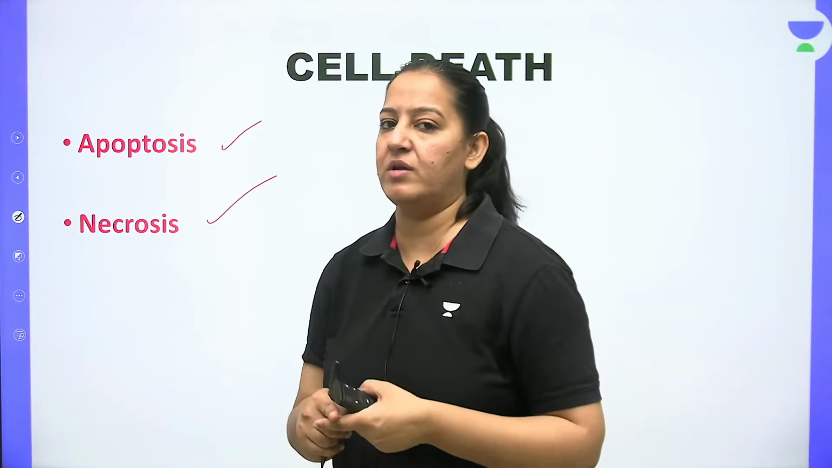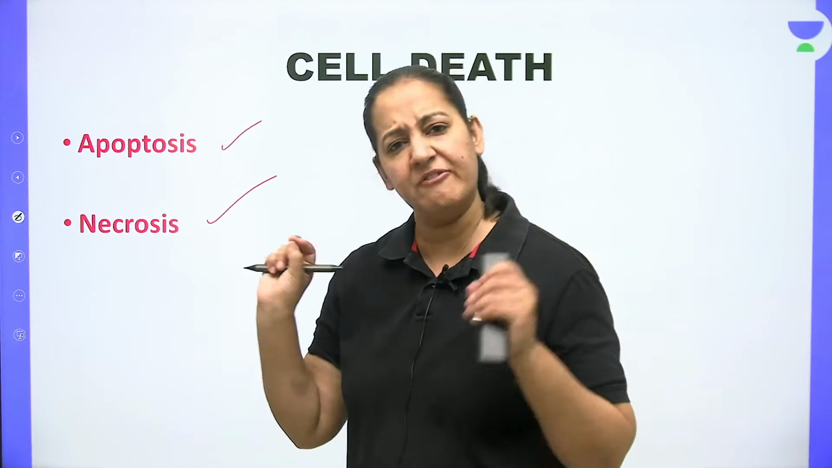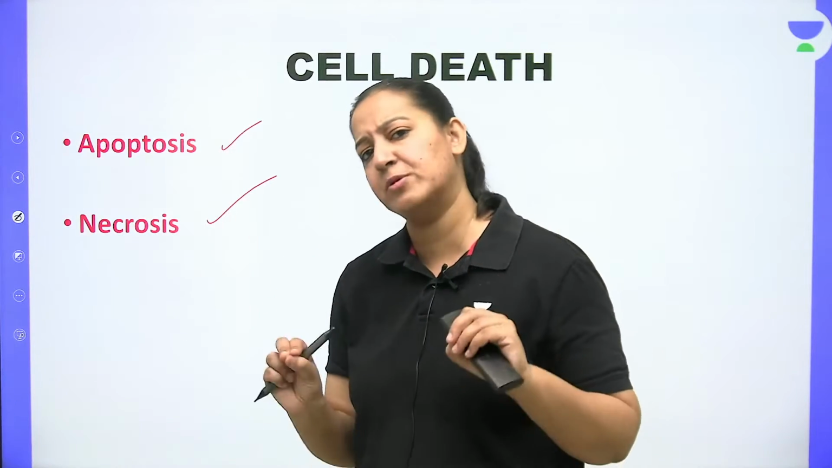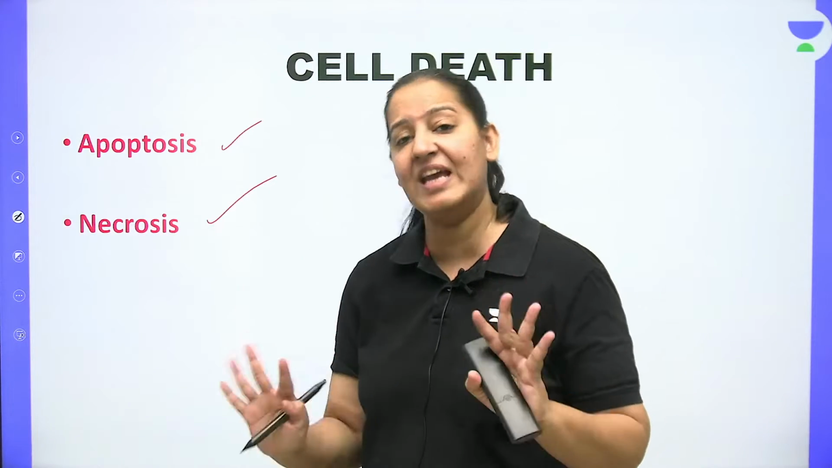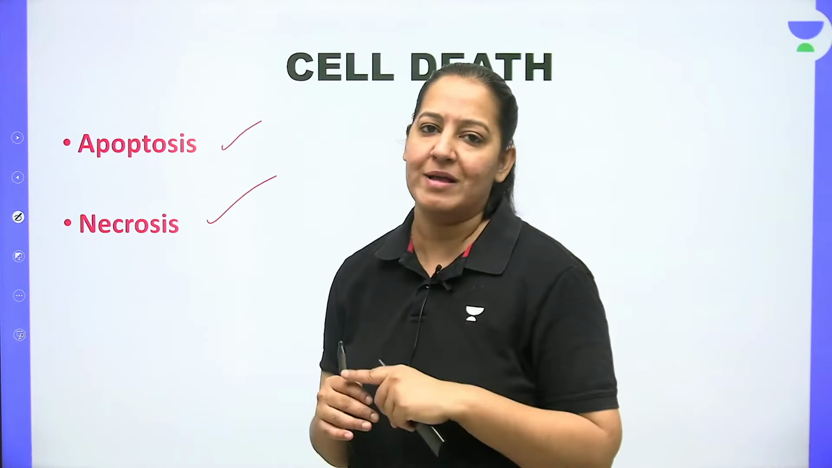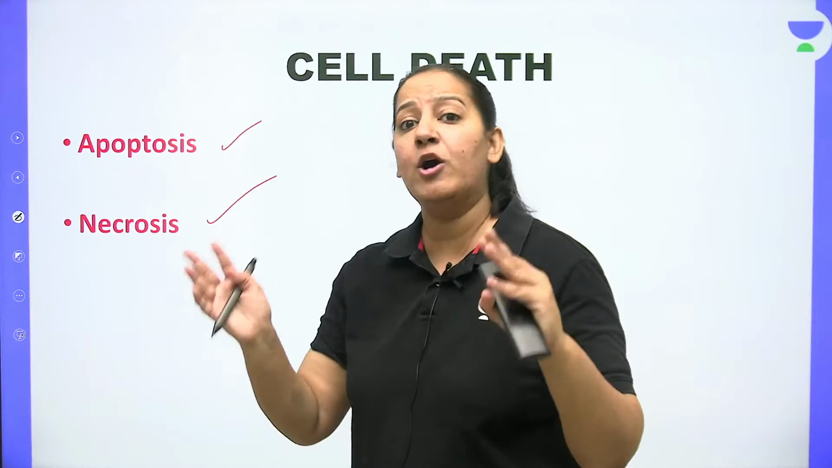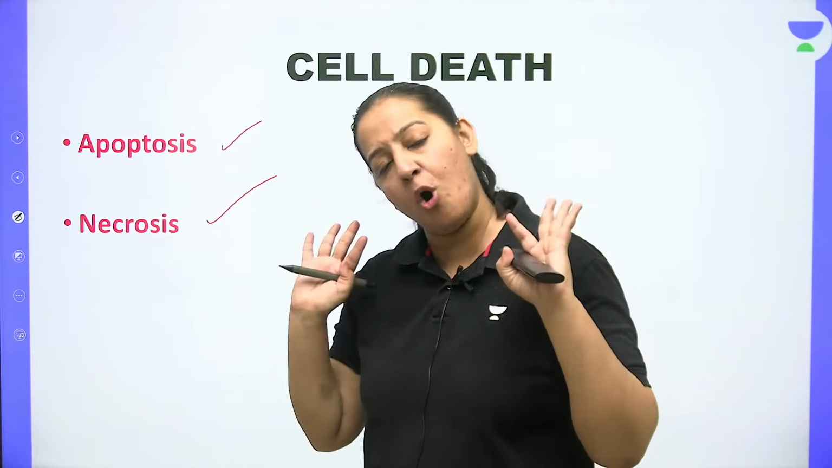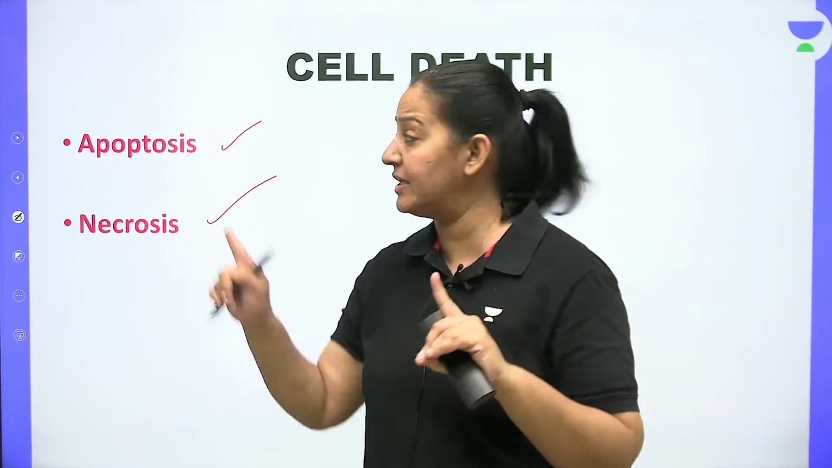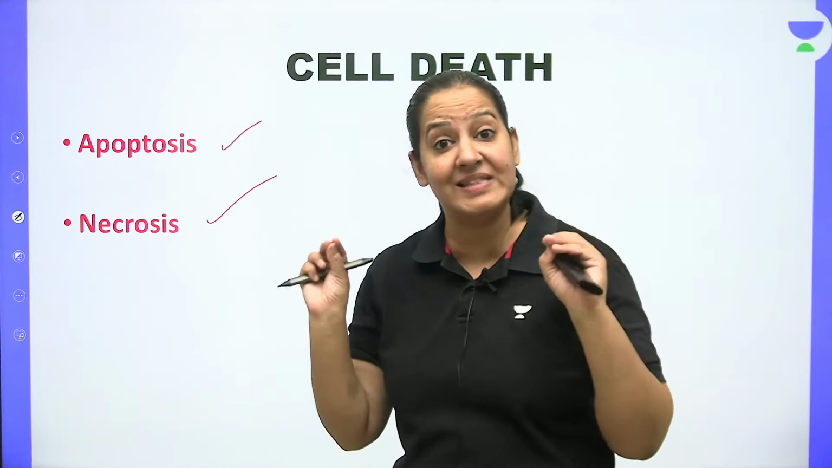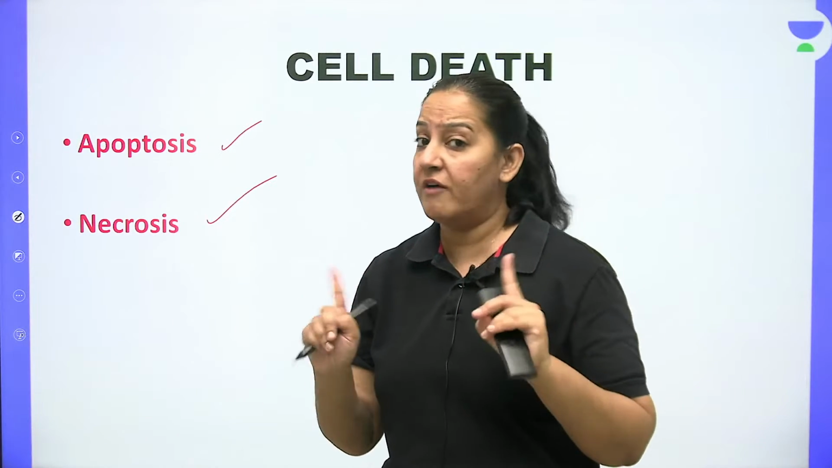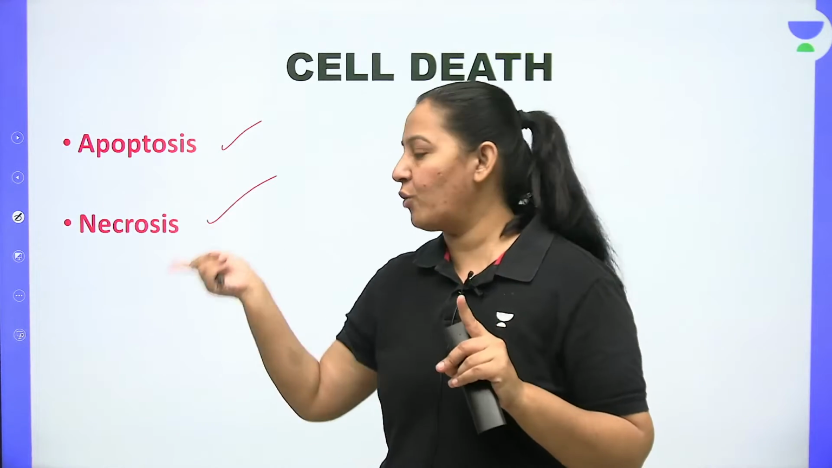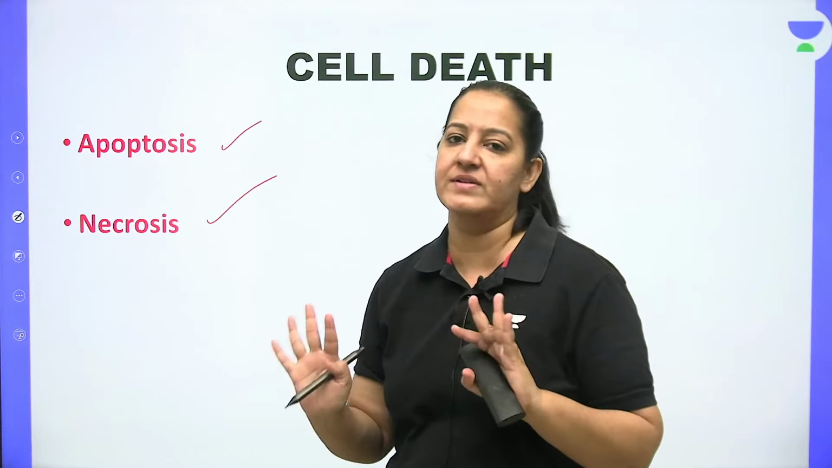Expect 1 question in your university exam from this. It is fixed every year, either apoptosis or necrosis, one of them comes in every year's university exam in paper 1 of pathology. You can say it is a paper leak or whatever you say, but it will always come in your exam. So one question is fixed from apoptosis and necrosis. It is that important. So you cannot afford to miss it, right? You want to secure 1 question 100% for your university exam.